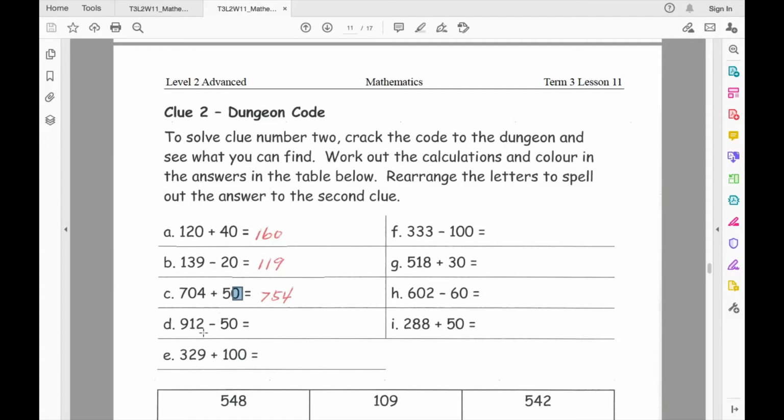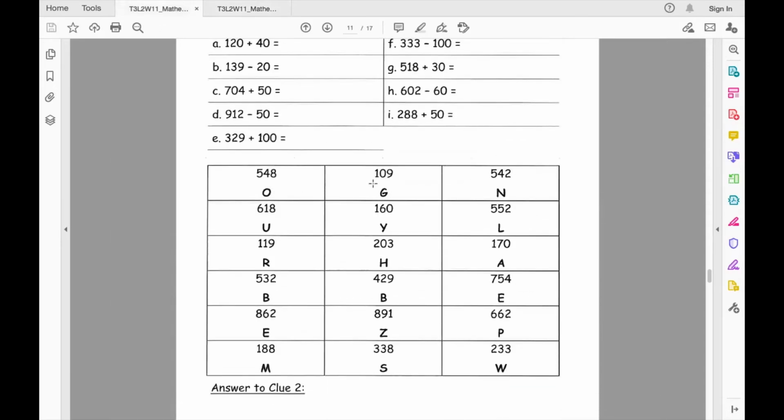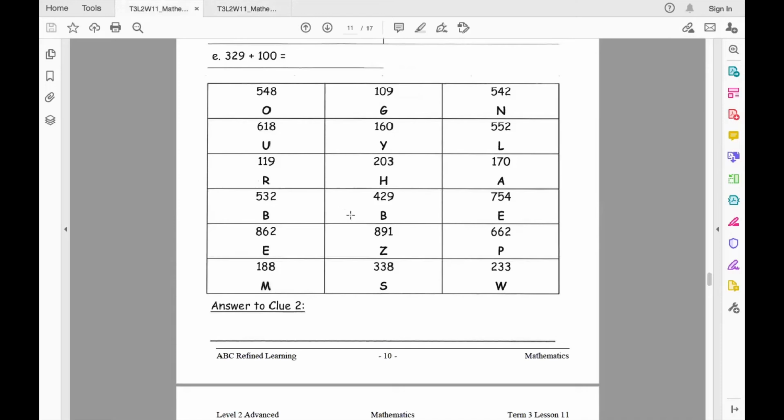I want you to do the rest of these for homework and use these to find out which letters would match the answers that you get. We'll use these letters to find out the answer to clue 2. And after you find clue 2, you're going to cross out the people who don't match clue 2.